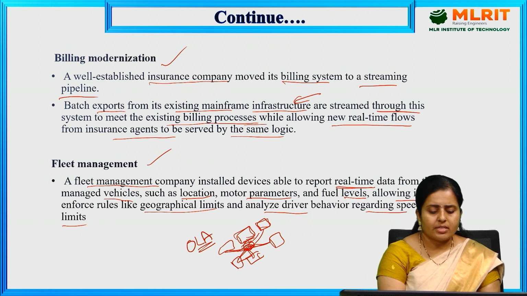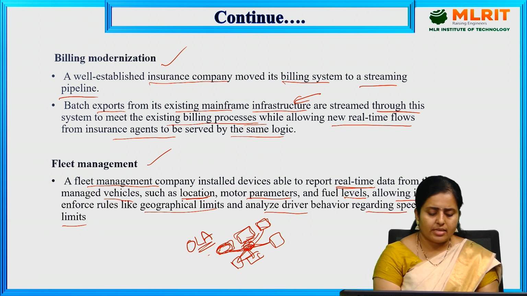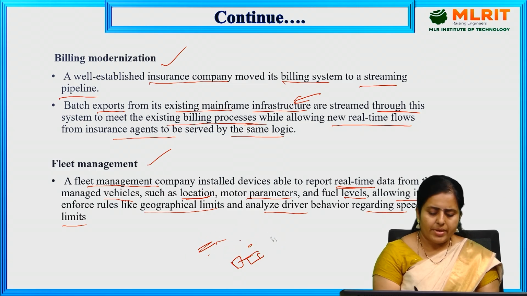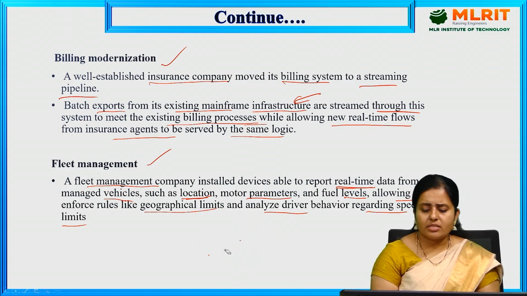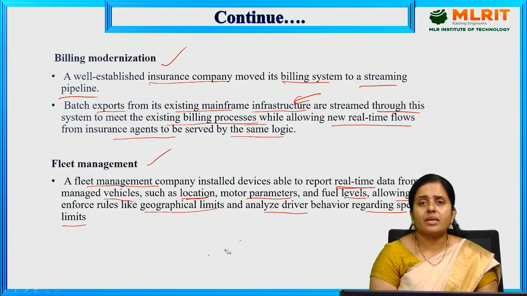Like location: we can monitor where a particular vehicle is and in which location. We can monitor motor parameters as well, to see whether there is any problem with the vehicle's parameters. And next, fuel levels also. Sometimes the fuel level may get low, so that kind of data is automatically updated by stream processing technology if we incorporate it in fleet management.